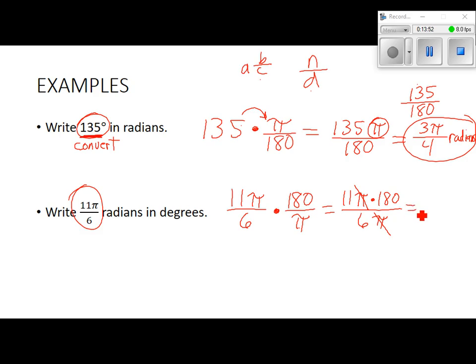Now we grab our calculator and we just do what's on top, 11 times 180. And that gives me 1980. And we still got the 6 on bottom, so we're going to divide that. So 1980 divided by 6. And this time it comes out even, and it comes out to 330 degrees.